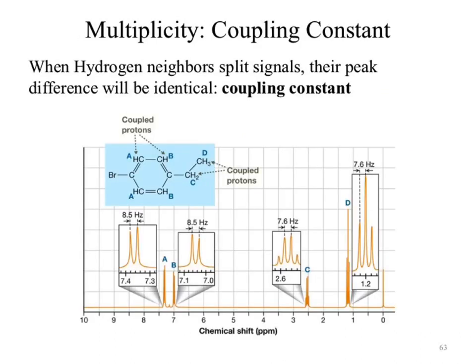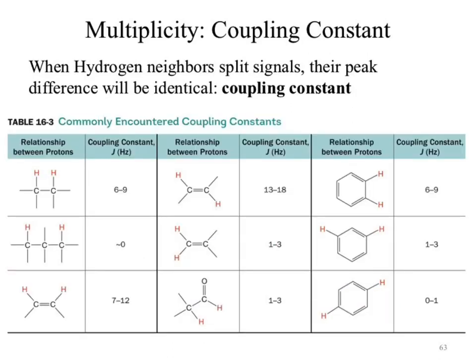Coupling constant. When we talk about how those split, the coupling constant is the distance between the peaks. That is due to neighbors. And it is unique to that neighbor. Because it is unique to that neighbor, I can compare the splitting and I can match signals to each other. Which is really just a fancy way of saying I can do some really cool stuff.